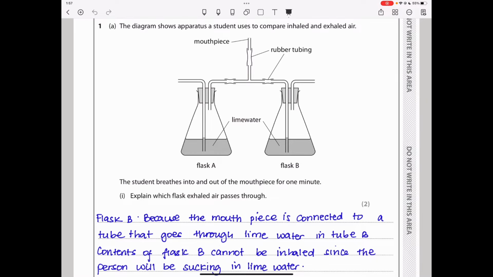So again, the question asks, the student breathes in and out of the mouthpiece for 1 minute. Explain which flask exhaled air passes through. It should be flask B due to the positioning. You can check this from here. Air from outside comes directly into here, so that CO2 is removed. Oxygen comes in, breathed in by the person, and then breathing out, CO2 comes here, removed by the lime water, and then the other excess air goes out.